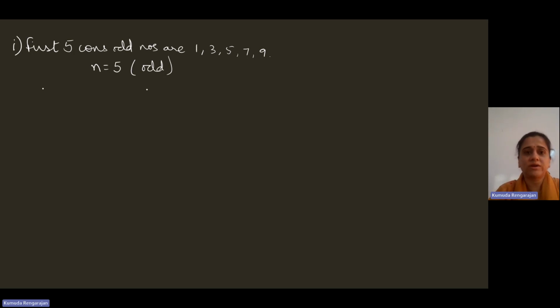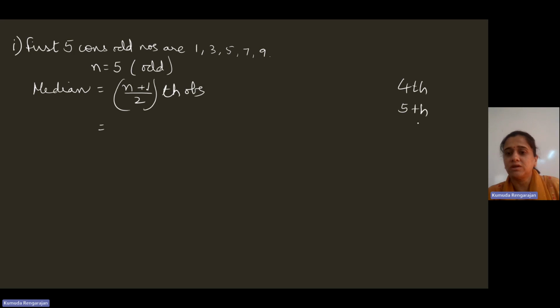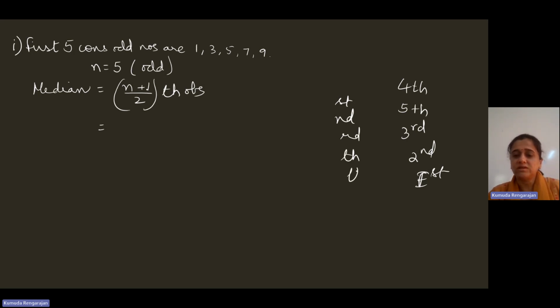All right, so what's the formula to find the median? Median is equal to (n plus 1) by 2th observation. Like you say, the fourth observation, 5th observation. For 3, we say 3rd observation, 2nd observation, 1st observation. For first it is ST, second ND, third it is RD, then 4th, 5th, 6th. So it's mostly TH, right? So we say N plus 1 by 2th observation.